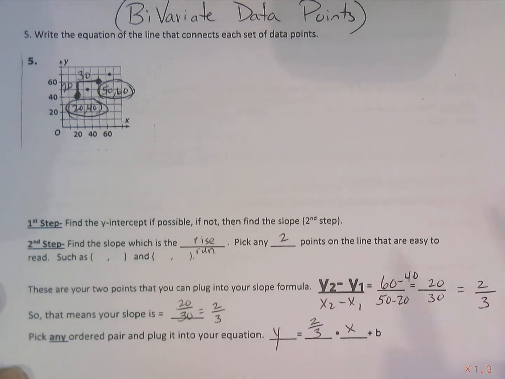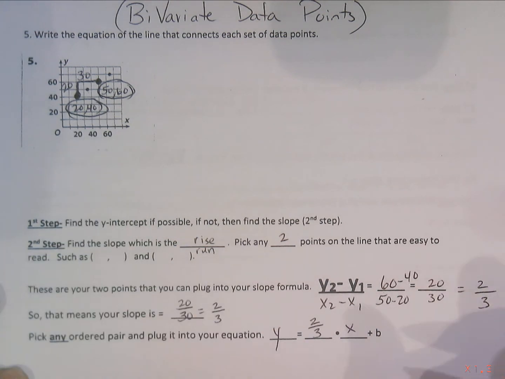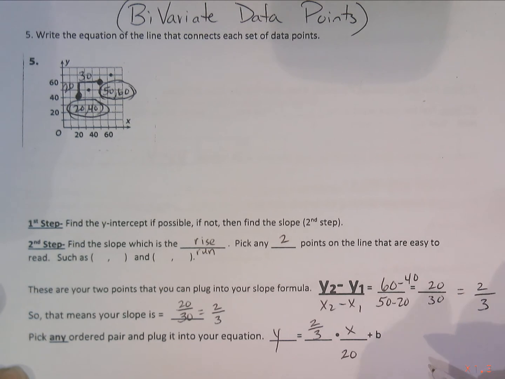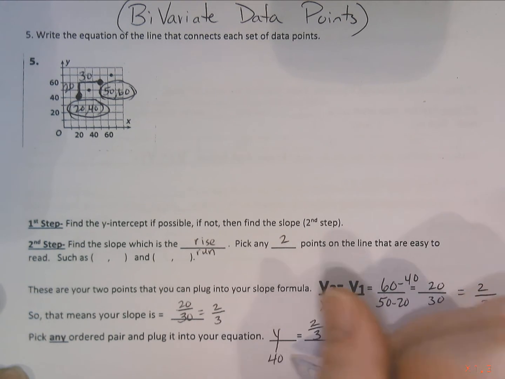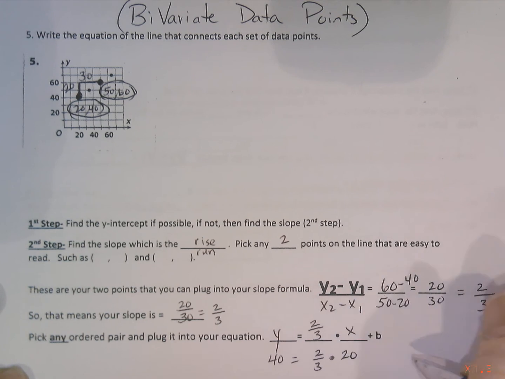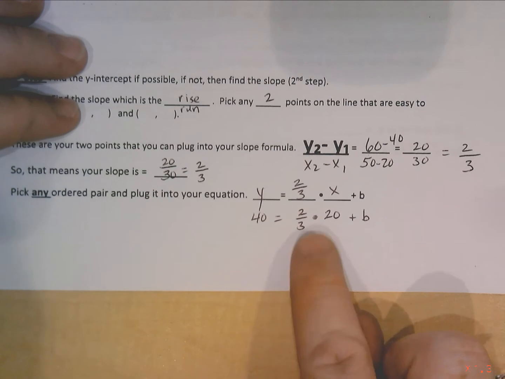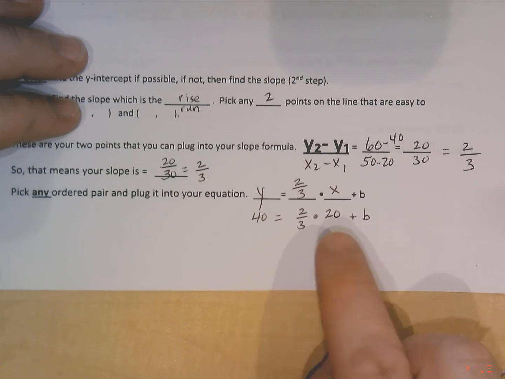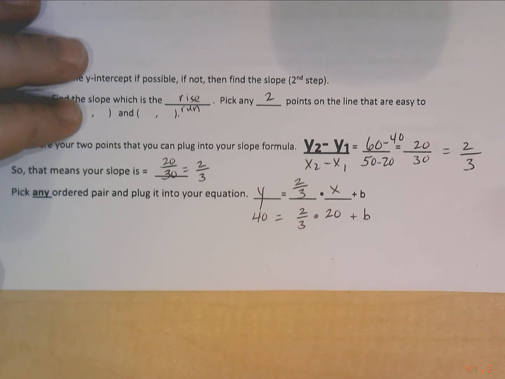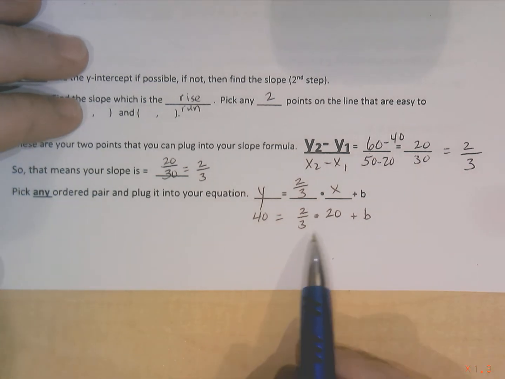So I'd probably pick 20, 40. 20 is your x, 40 is your y. So 20 goes right here, and 40 goes right here. So it's 40 equals 2/3 times 20 plus b. And so what we're going to do here is solve for b. So basically this is kind of a two-step equation. It actually turns into a one-step. We just have to combine like terms.